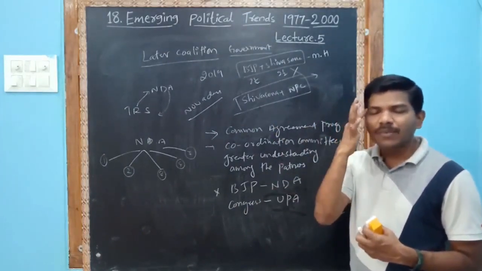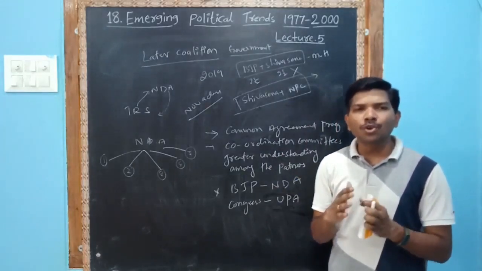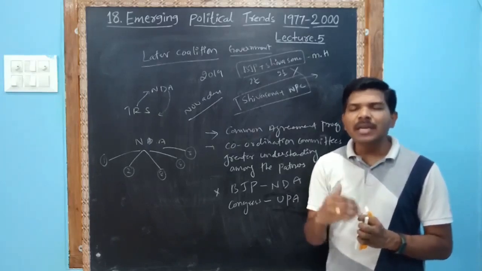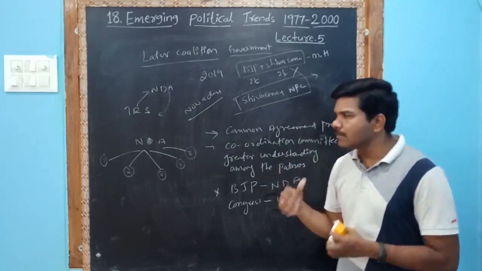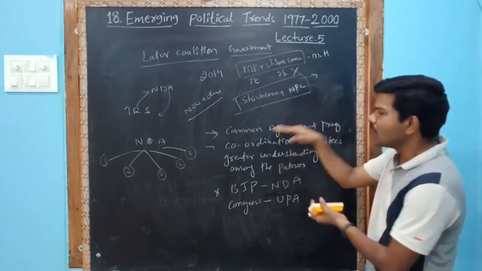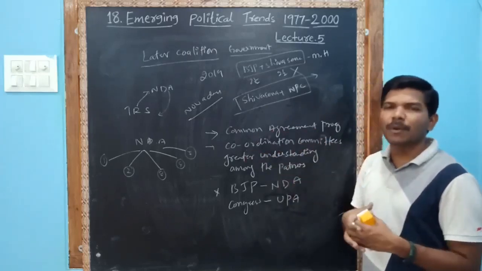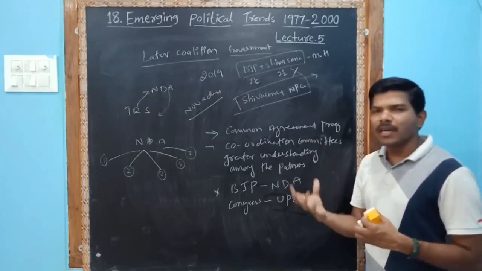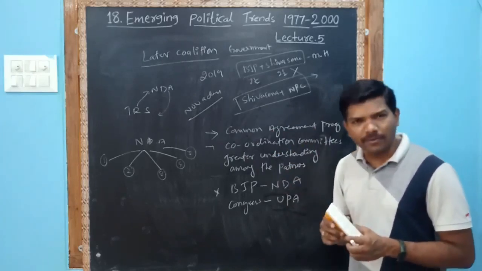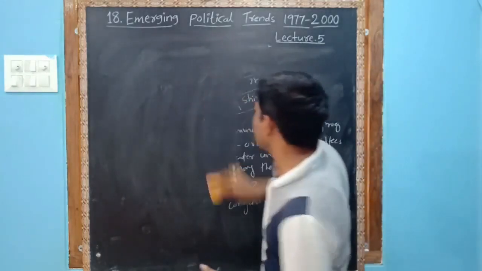You understand that? Early coalition governments did not rule a full term, okay? Early coalitions were unstable and did not last for their full terms. But this time they are a little bit stronger because of these programs. A common agreement program among the parties and coordination committees among the parties, because greater understanding among the partners leads to the stability of the government nowadays. Okay? This is about the coalition era.